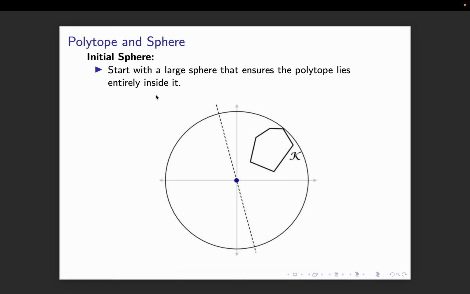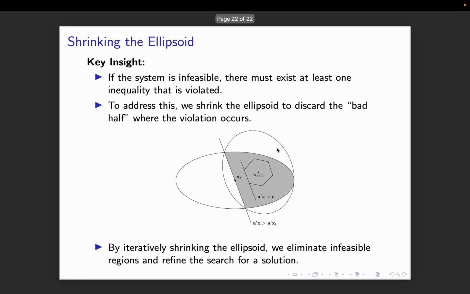So let's start with an initial sphere. Start with a very large sphere, which, let's say we are domain experts and we gave that sphere a very large radius, such that we can be more or less sure that my polytope lies entirely inside that sphere, such as in this diagram.